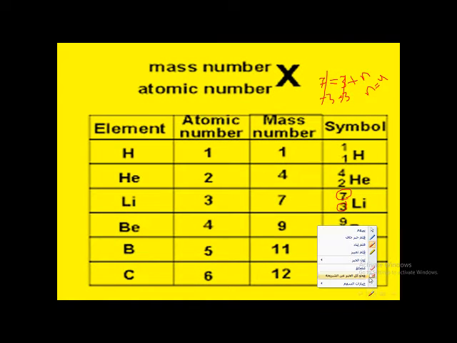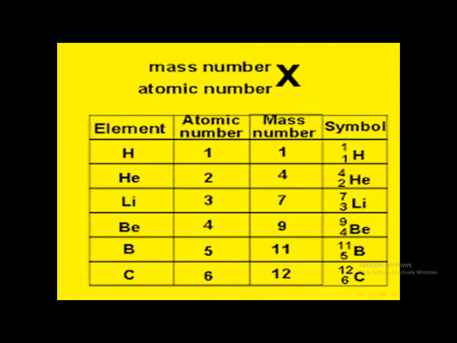Let's try another example. We have Be, we have a 9 and 4. We have this large number, so it's the mass number. The smallest number, the small one, is the atomic number. So what is the number of neutrons? We can say it's 9 minus 4. So 9 minus 4 is 5. So the number of neutrons here is 5.